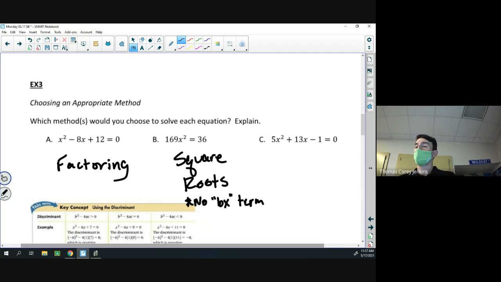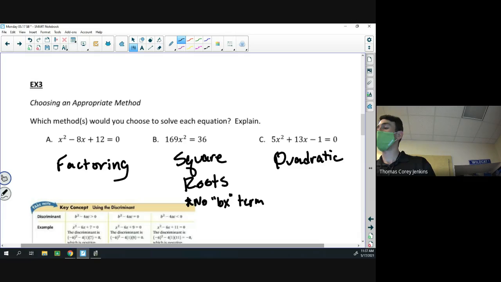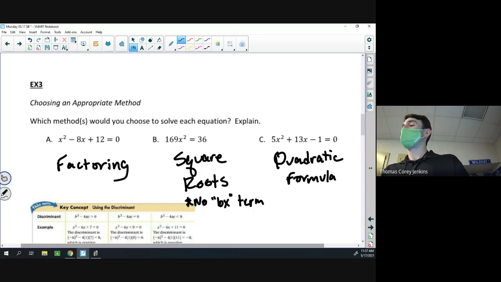And then the last one starts with 5x squared. So if you have another option besides factoring, I would recommend it, right? So we could say probably quadratic formula would be best on C. Also, if you thought about factoring it, there's no combination that is going to multiply to -5 and add to 13. You can't do that. So it can't be factored. Okay.